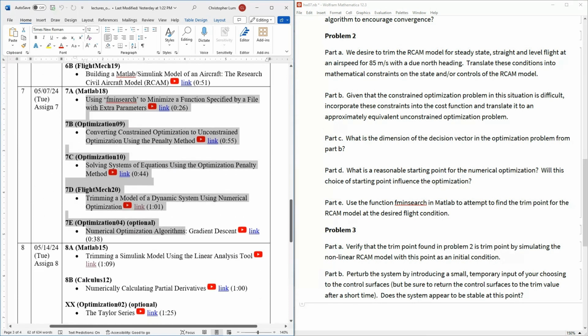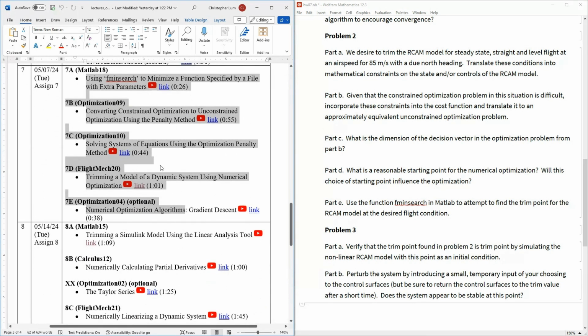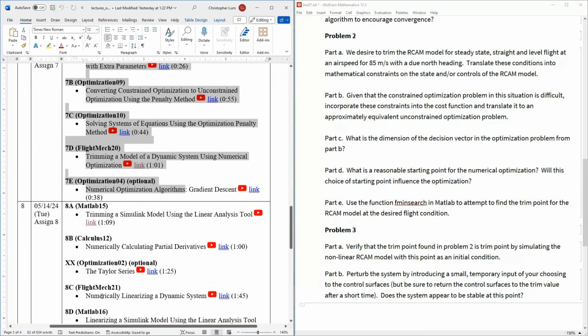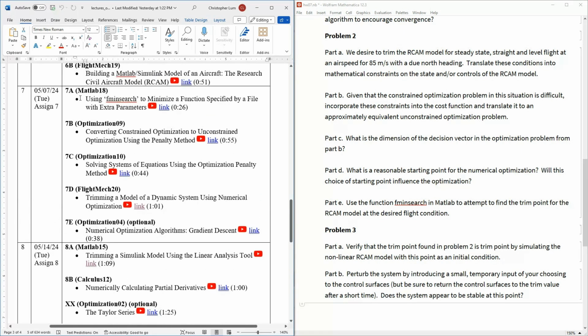But just as a quick preview, the idea is, once we trim this, we're going to start being able to linearize this nonlinear aircraft model, and that opens up a whole can of worms where we can start building controllers, doing mode analysis, all kinds of fun stuff down the road. So week 7 is where all the fun really starts.